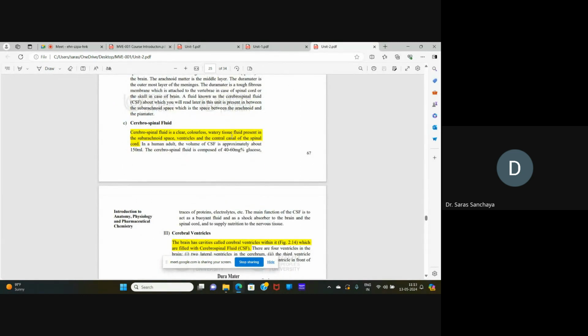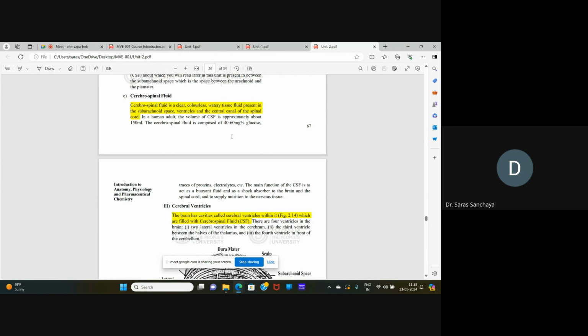Cerebrospinal fluid. Cerebrospinal fluid is a clear, colorless, watery tissue fluid present in the subarachnoid space, ventricles, and the central canal of the spinal cord. It acts as a buoyant fluid and a shock absorber to the brain and the spinal cord and supplies nutrition to the nervous tissue.